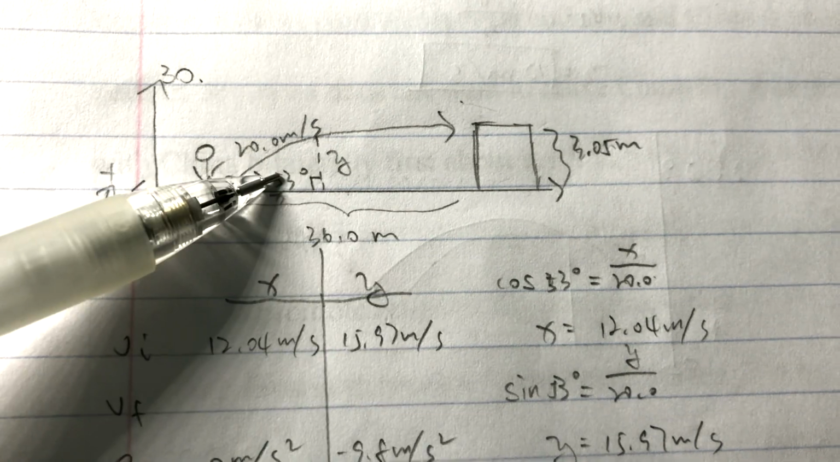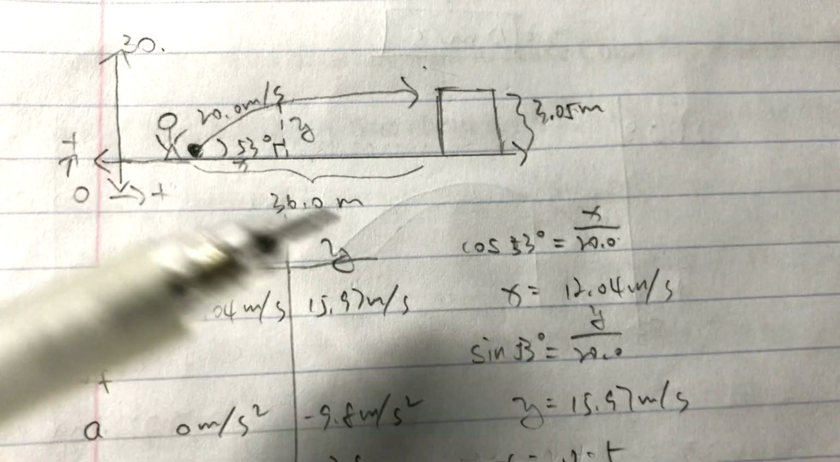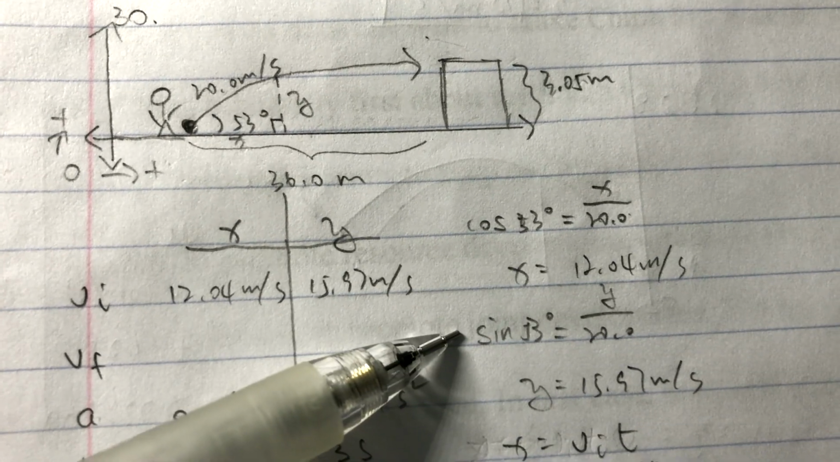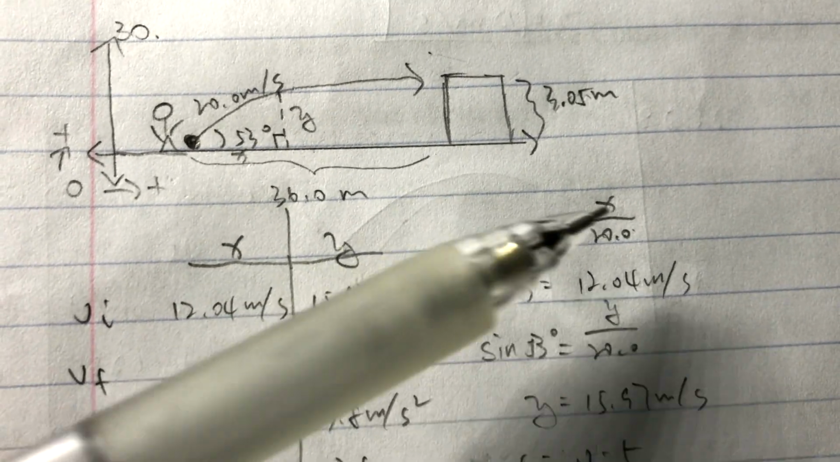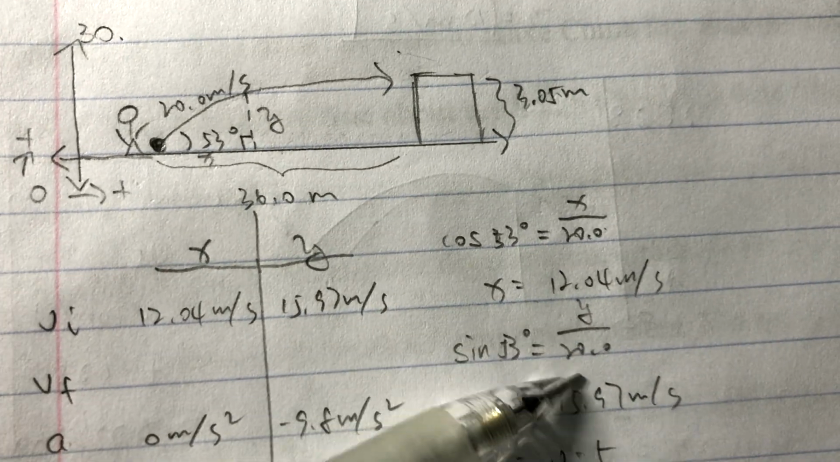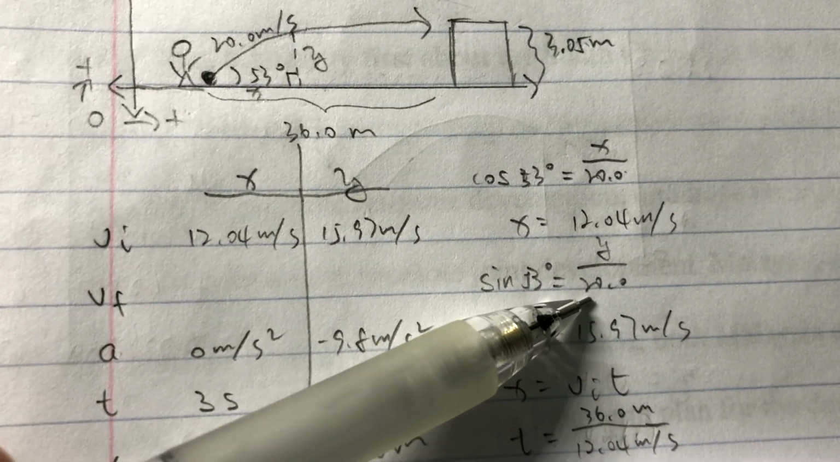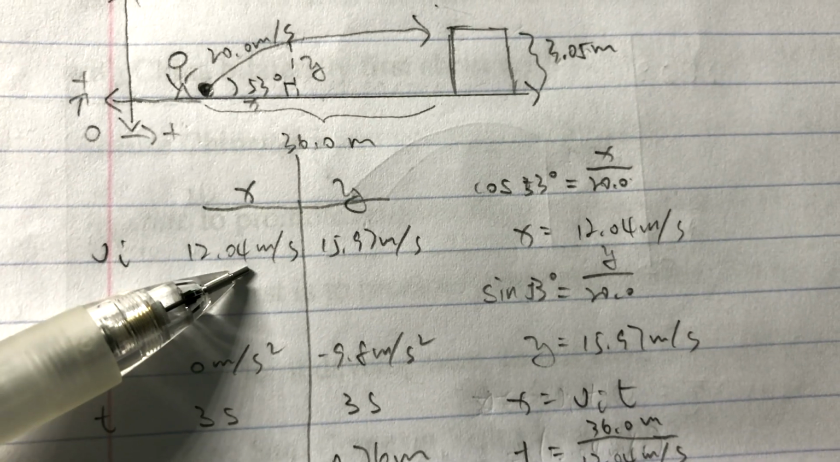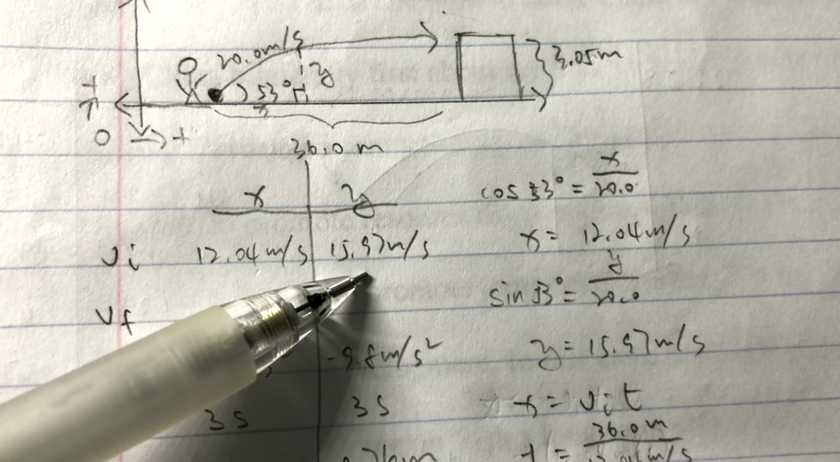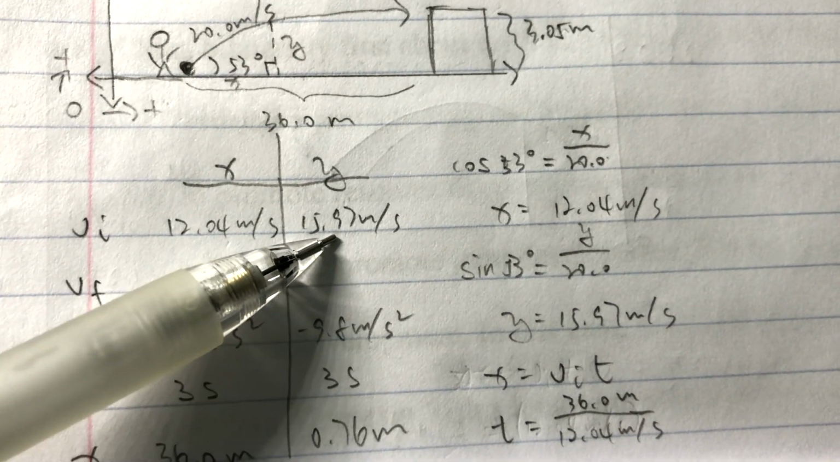So for the x is cosine 53 degrees, and for the y is sine of 53 degrees. Is adjacent over hypotenuse and opposite over hypotenuse. So the x component is 12.04 meters per second, and y is 15.97 meters per second.